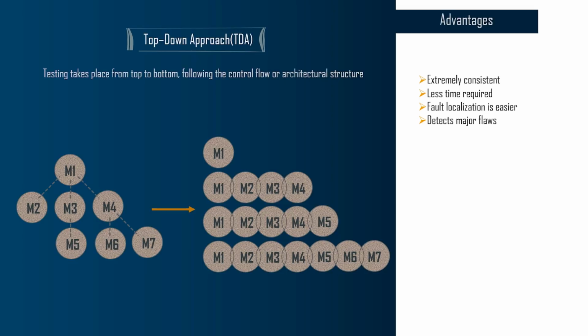In the top-down approach, the critical modules are tested in priority, which further helps the tester in finding major design flaws early in the stage of testing. Detecting major flaws is done very early in the process.